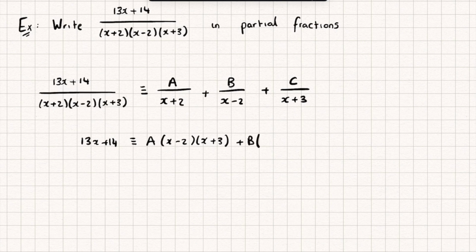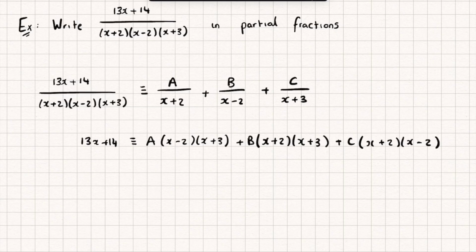Plus b multiplied by, well, the x minus 2's are going to cancel out, and that's going to leave me with x plus 2, x plus 3, and finally it's going to be plus c multiplied by, well, the x plus 3's are going to cancel, so it's going to be x plus 2, x minus 2. And then we do the same process as before, we do substitutions.